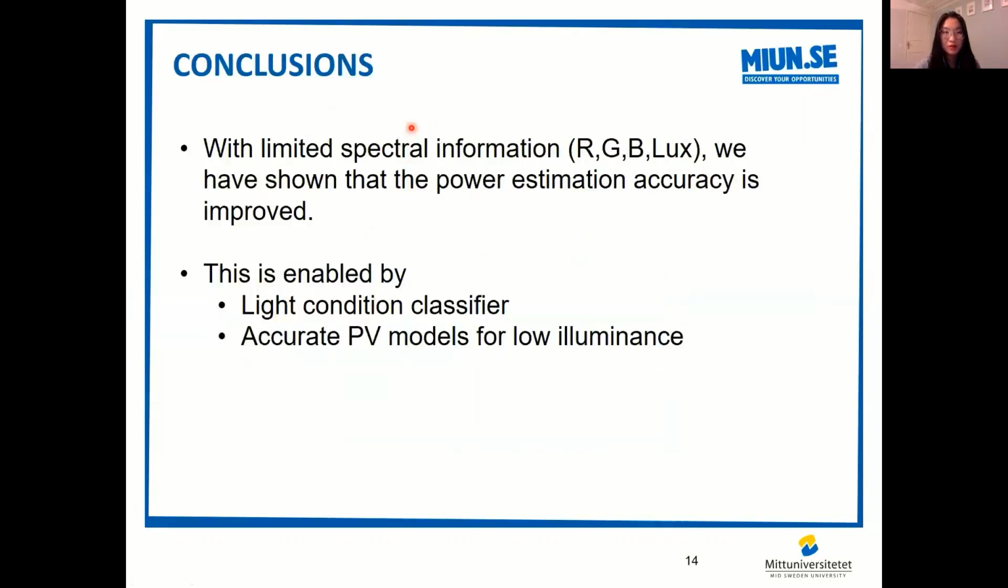Now we can make some short conclusions. With limited spectral information, we have shown that the power estimation accuracy is improved. And this is enabled by the light condition classifier and accurate PV models for low illuminance.